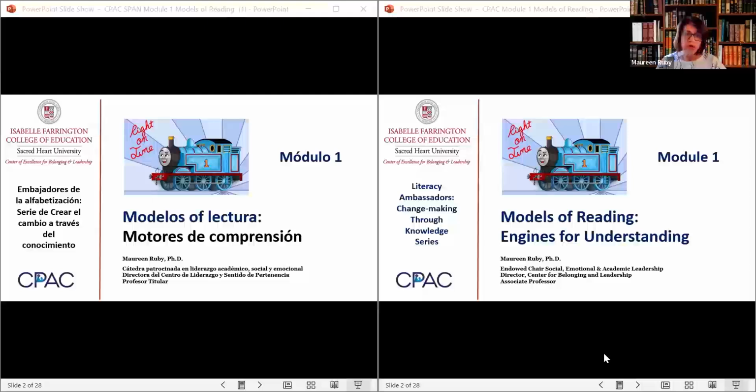Because in order for us to understand the second module, which is assessment, we need to understand the basics from the first module. And you'll see, if you're with us for the 3 sessions, that the sessions build upon each other. So I thank you for being here, and we're going to start Module 1, Models of Reading, Engines for Understanding. You can go to the next slide.